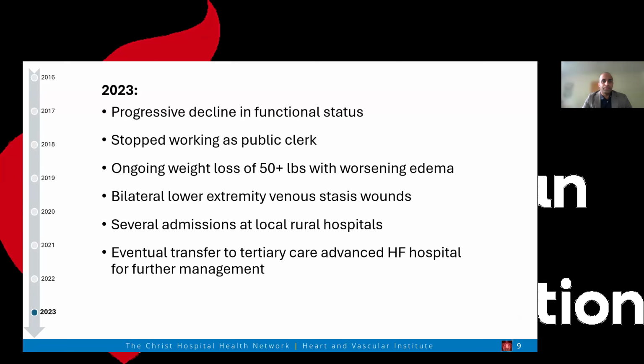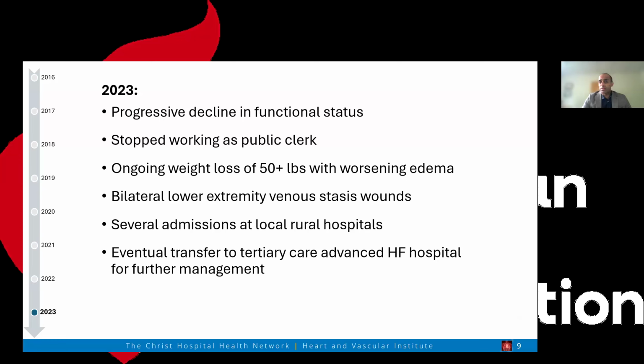Finally, by 2023, she had really completely become NYHA class 3 to 4, really 4, frankly. She stopped working. She had lost over 50 pounds, but despite the loss of weight, she actually had worsening edema. So this is really more representative of cardiac cachexia, where she was becoming nutritionally deficient, sarcopenic, and really as a result of that, was losing body mass and muscle, but was gaining fluid.